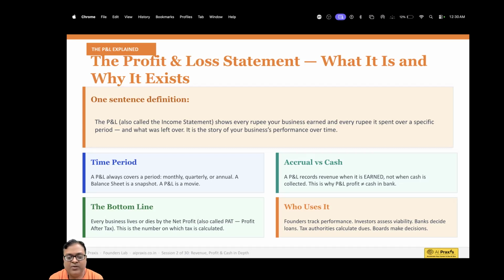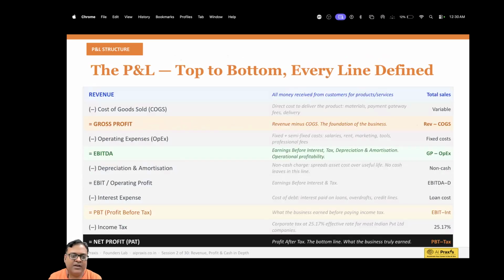Okay. So who uses the profit and loss statement? Founders track the performance, investors assess viability of your business, then banks decide loans based on this, and tax authorities calculate dues, and the board, okay, the board of directors make decisions based on this. And every business wants this to be profitable. So let's see. I also said that every line we are going to discuss.